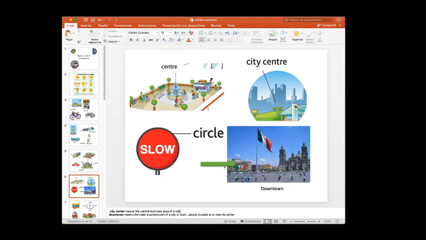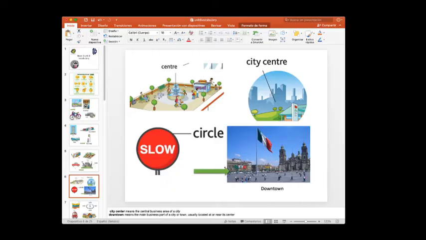means the main business part of a city or town, usually located at or near its center. Okay, so here Zócalo is downtown because around the Zócalo there are a lot of markets, stores, clothes stores, etc. That's the reason why this is better known as downtown. And city center means the central business area of a city. In our case, both of them are the same, okay?